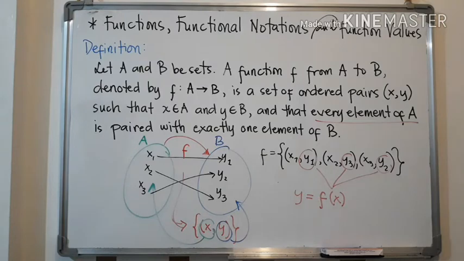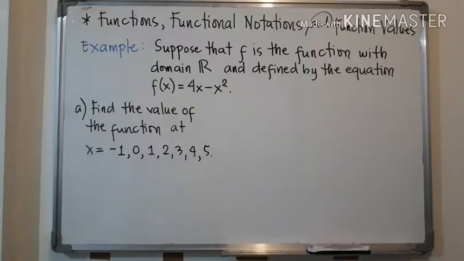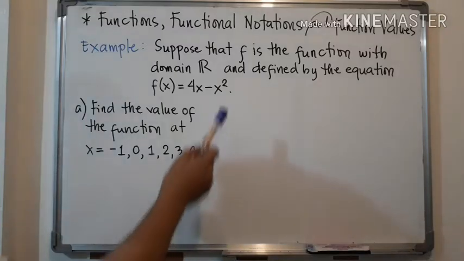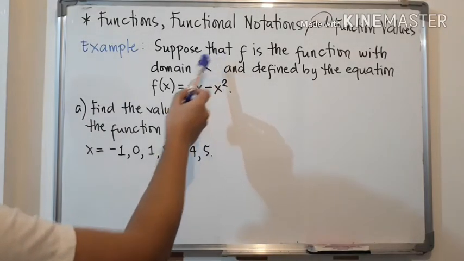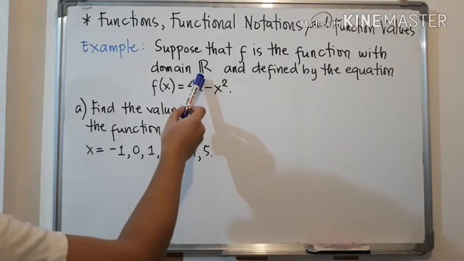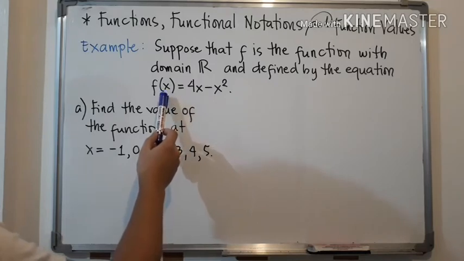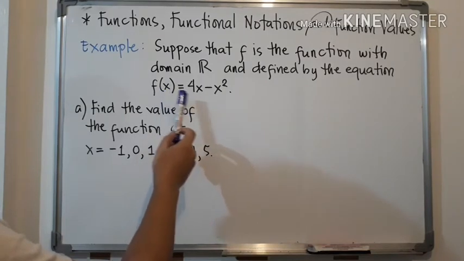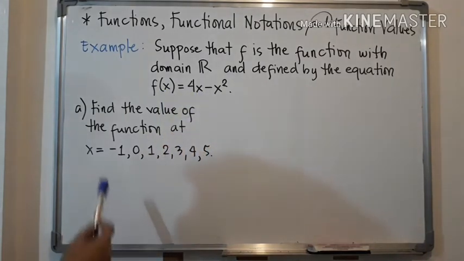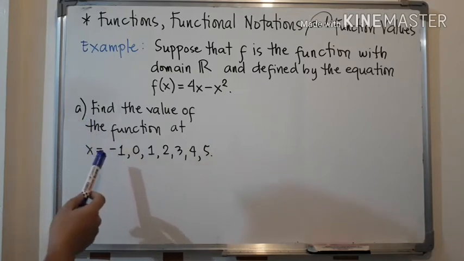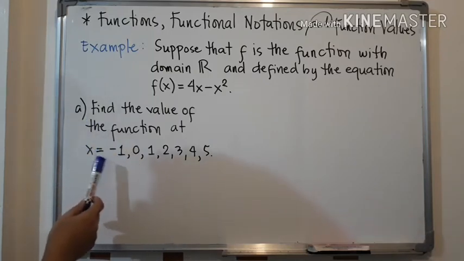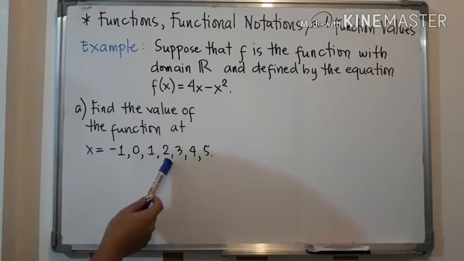So let's have this example. Suppose that f is the function with domain real numbers and defined by the equation f of x is equal to 4x minus x squared. Find the value of the function at x equals negative 1, 0, 1, 2, 3, 4, and 5.